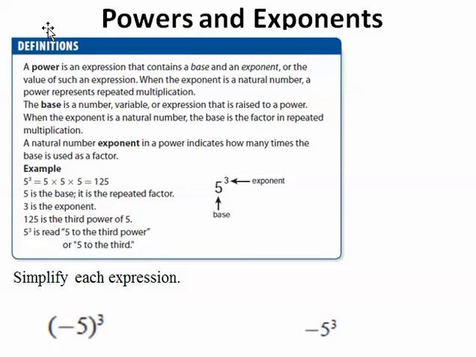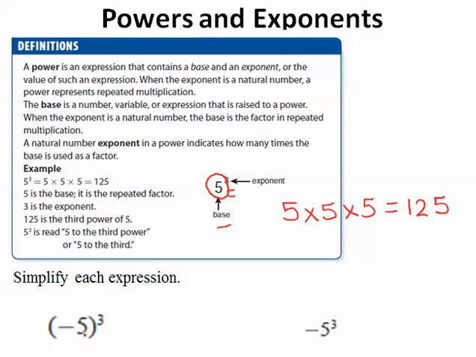I want to point out to you that you have to remember that the big number on powers and exponents, the big number is the base, the little number is the exponent. The big number tells you what to write down. The exponent tells you how many times to write it down. So this is going to be 5 times 5 times 5, which would be 125.